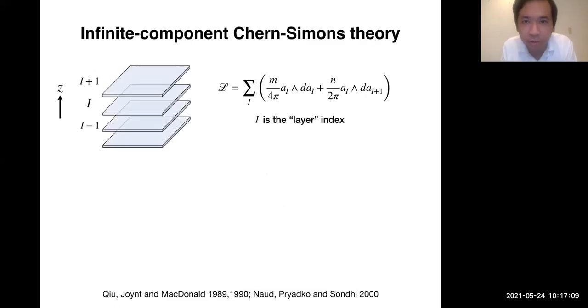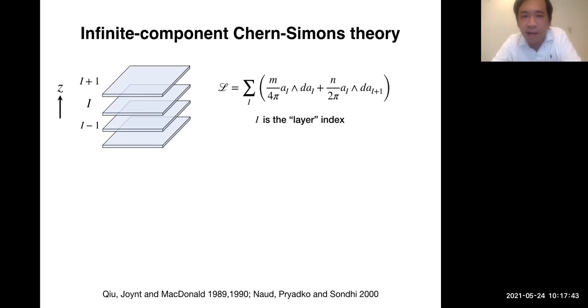Okay, so let me go straight to the theory that we want to consider. And hopefully it will become clear why this is an interesting theory to study. So let's think about an, in principle, infinite number of 2+1 gauge fields, but they are in different layers separated in the z direction. So this is a three-dimensional system with many different layers, and each layer hosts a 2+1 U(1) gauge field.